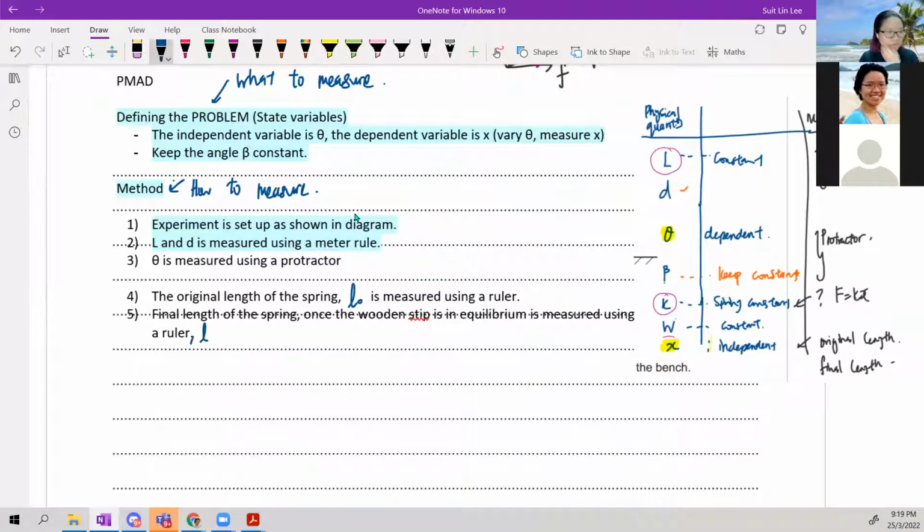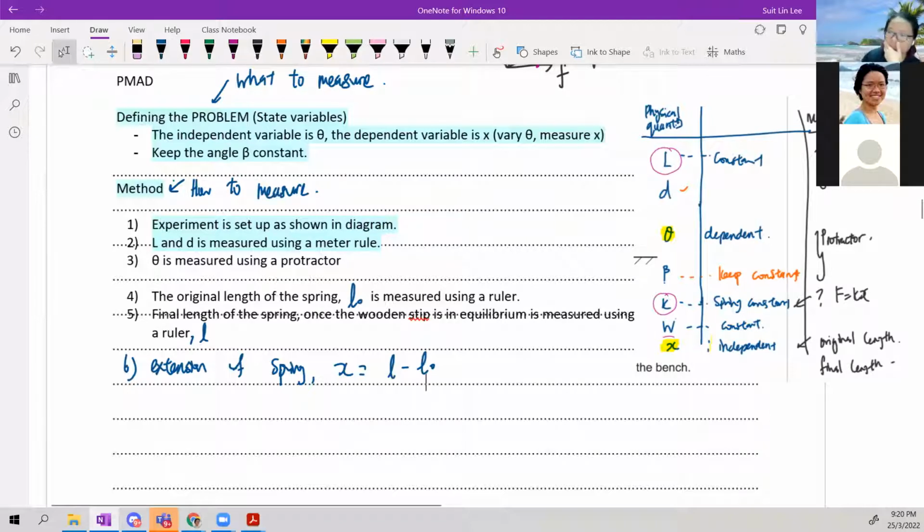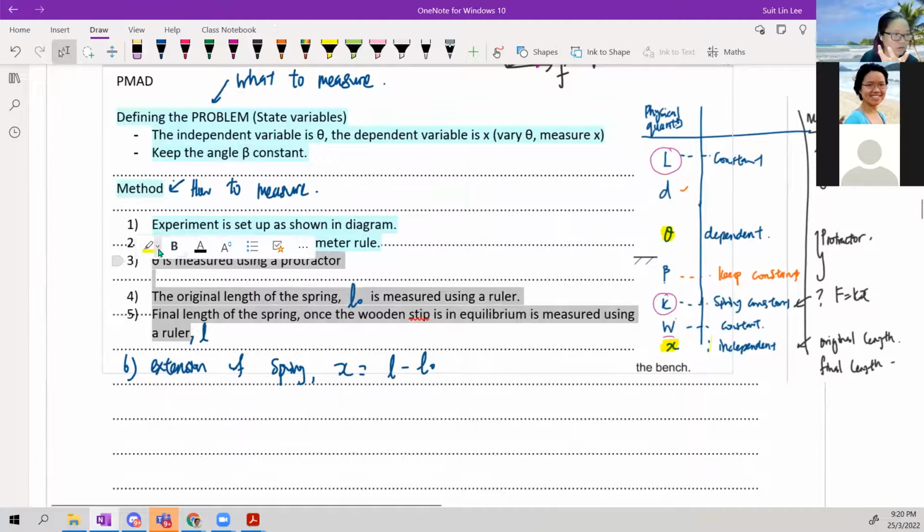L. Then number 6, you can then say the extension of the spring X is equal to L minus L naught. Okay. You can be fancy, like you don't want to use ruler, you can use calipers because the spring is normally like 4-5 cm in the lab. But that is provided you know the spring. If not, then this is fine. There we go.